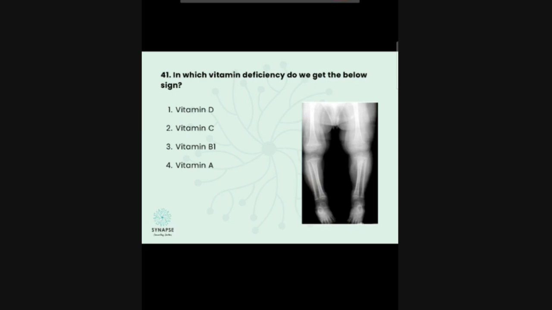Vitamin A deficiency manifestations are entirely different. In vitamin A deficiency we get nyctalopia, night blindness. The visual cycle, rhodopsin, iodopsin pigments are all affected.